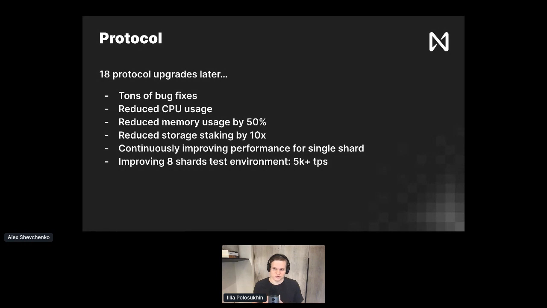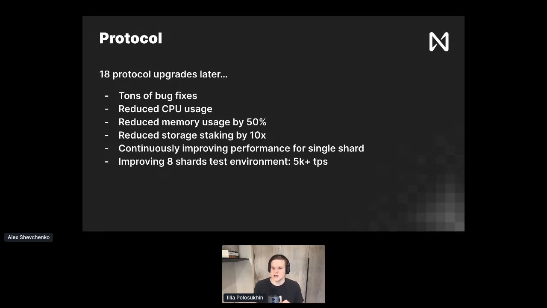There's been reduced CPU usage and memory usage. That's been one of the major things that validators raised in the beginning, and the team has been fixing that. We reduced the storage staking cost by 10x. There's been a developer concern as people started to use it more and more. There's been a clear need for cheaper storage, and as we've been optimizing a lot of things underneath, it became possible to do.